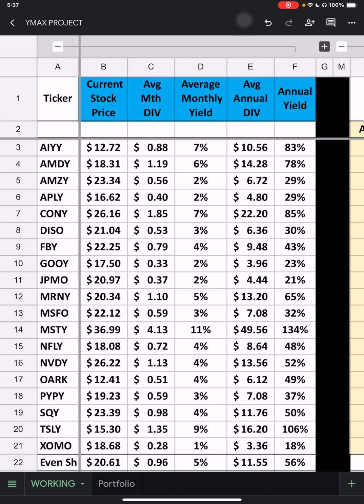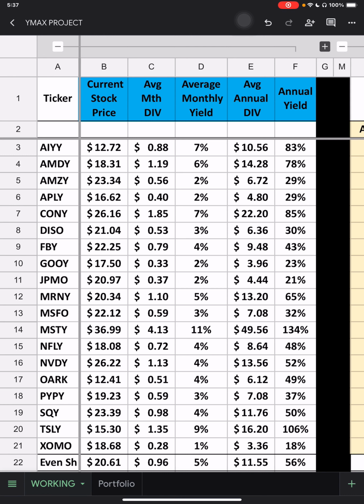So I built a spreadsheet, and these columns are just columns like B through F that I have in some of the other workbooks. So I just copied that data over here. That's where I started with building this spreadsheet. And basically, what I'm doing here is just building my own YMAX. So instead of buying the YMAX stock, I'm just buying all the tickers here instead.